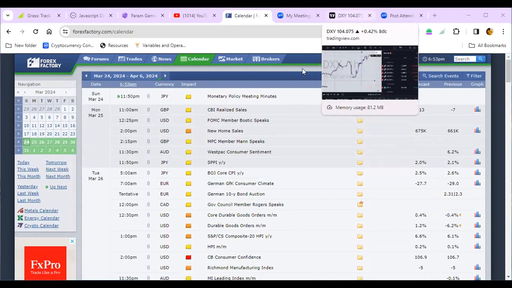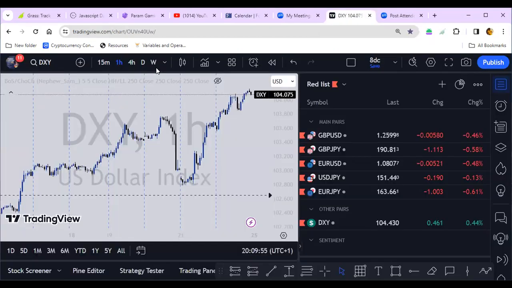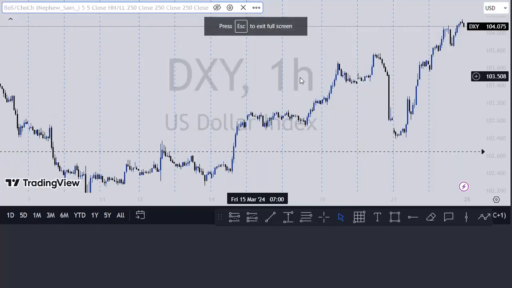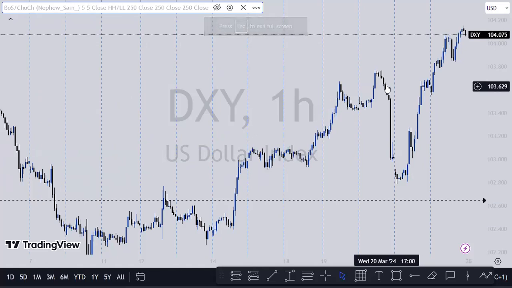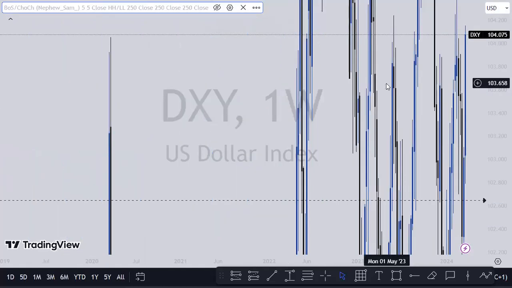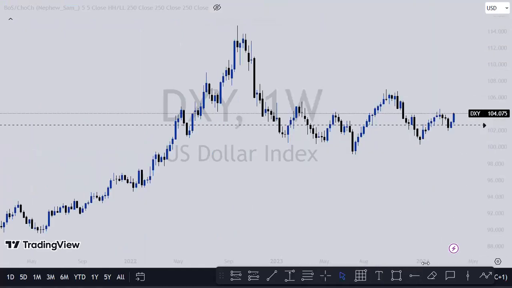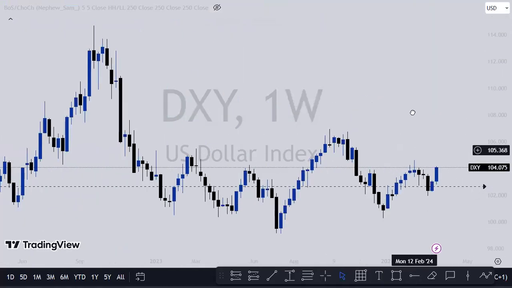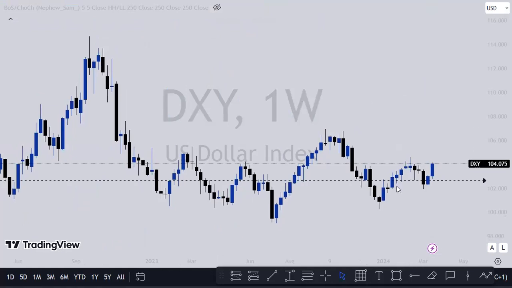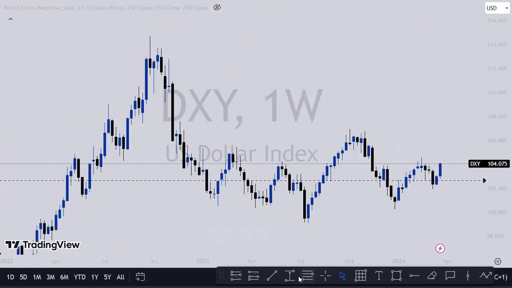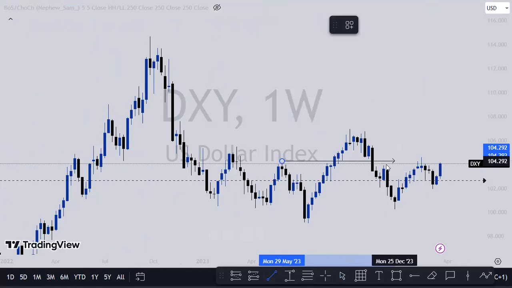So let's go to our weekly. One week. Looking at the weekly for what we have. Look at what we have here. We saw this. You guys can hear me, right? Saw this break of structure.